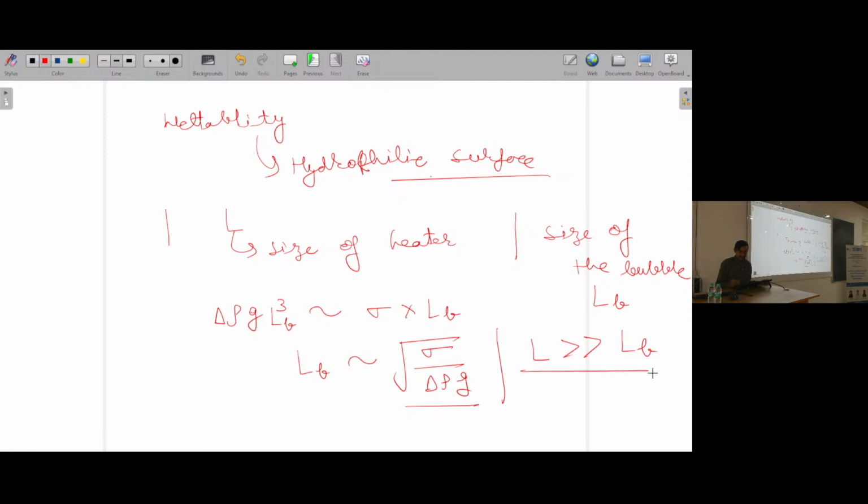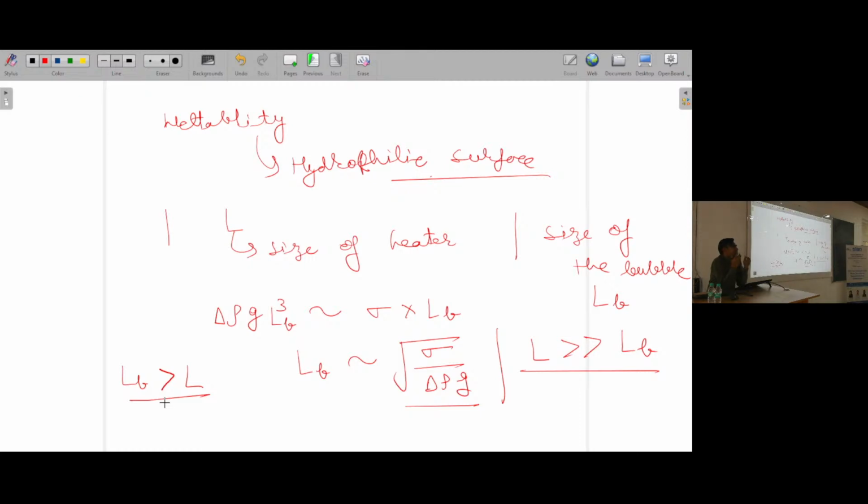The boiling curve which we have defined here is applicable when the length of the heater surface is significantly large in comparison to the size of the bubble. In case we are operating in the regime where LB is greater than L, in that scenario, what will be happening?